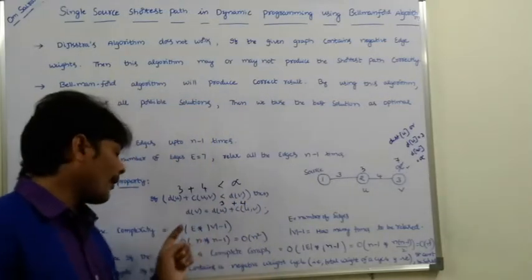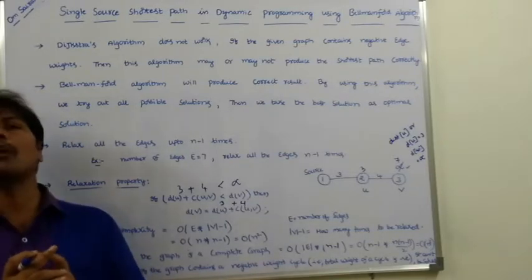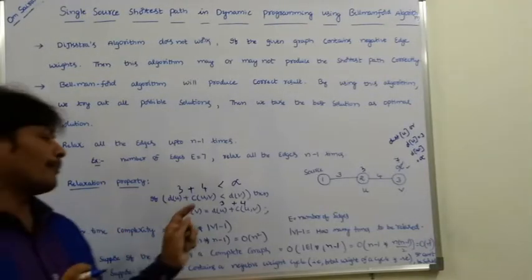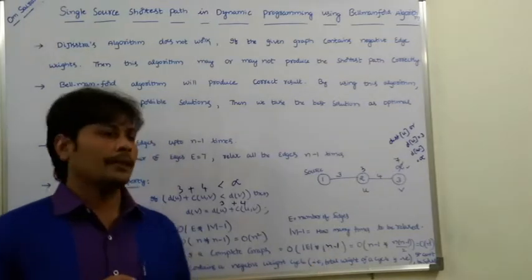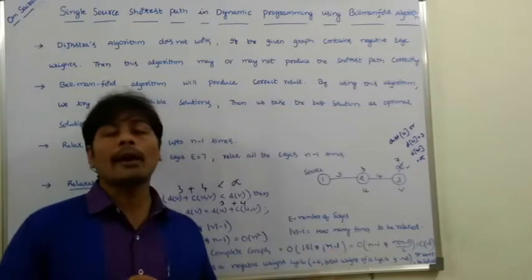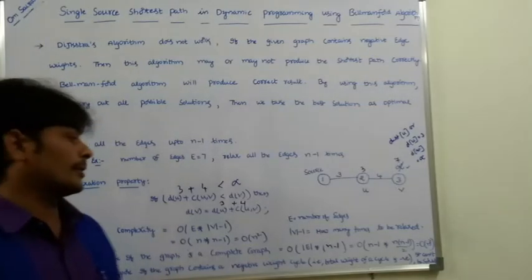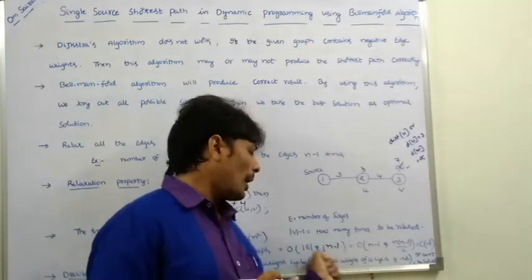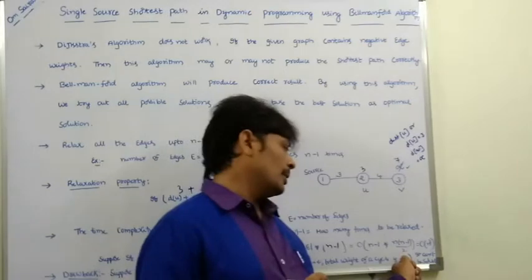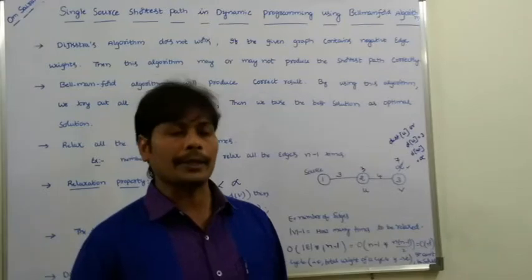So if the given graph is a complete graph, then what is the time complexity? It is big O of mod E into n minus 1. Mod E is the number of edges in the given graph. How many times are all the edges to be relaxed? n minus 1 times. That is n minus 1 into mod E, where the number of edges in the complete graph is n into n minus 1 by 2. So the highest polynomial is big O of n cube.